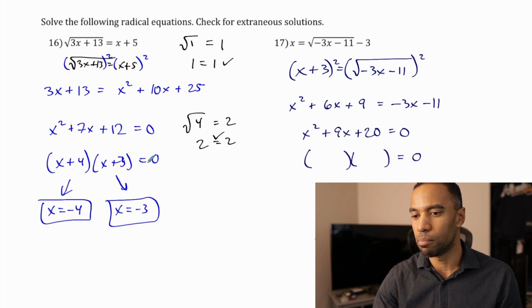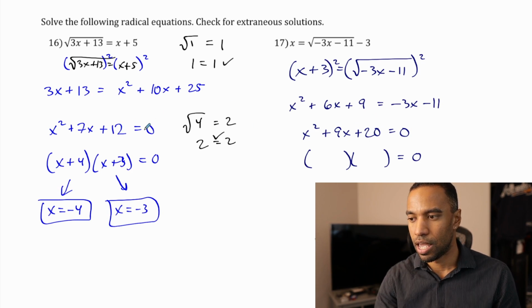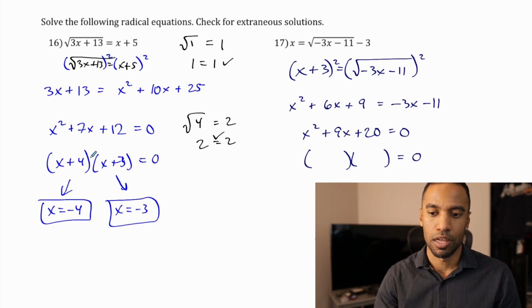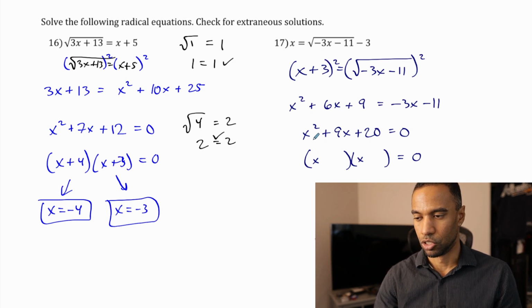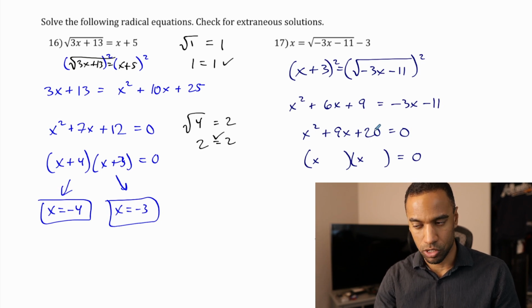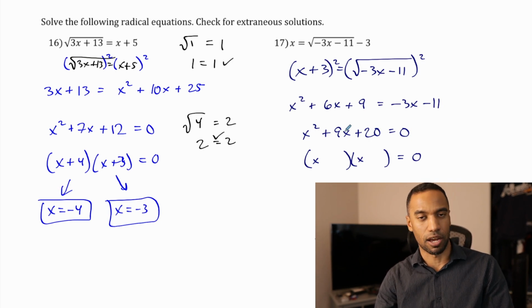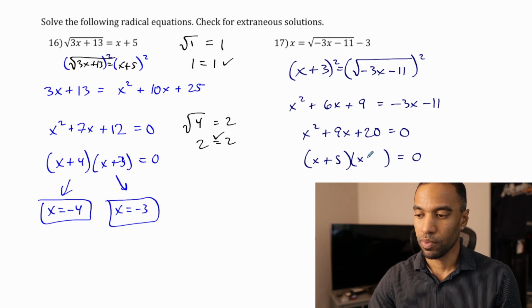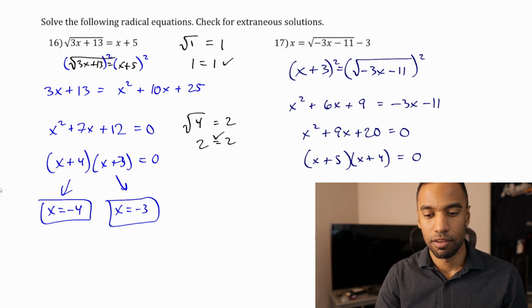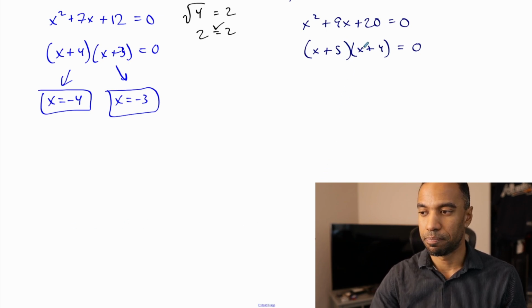We're finding two numbers that multiply to the product, and two numbers that add to the sum. Like 4 times 3 is 12, 4 plus 3 is 7. So right here, what times what is 20 that can also add to 9? 5 and 4. 5 times 4 is 20, 5 plus 4 is 9. So you end up getting that.